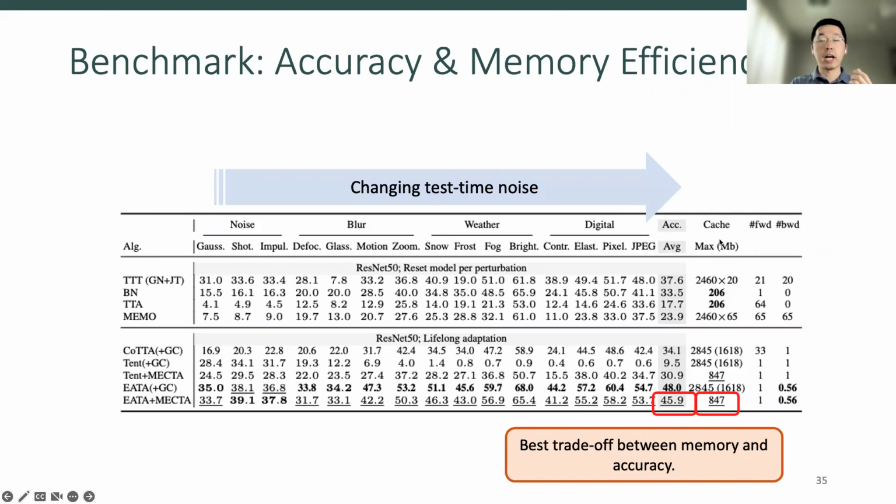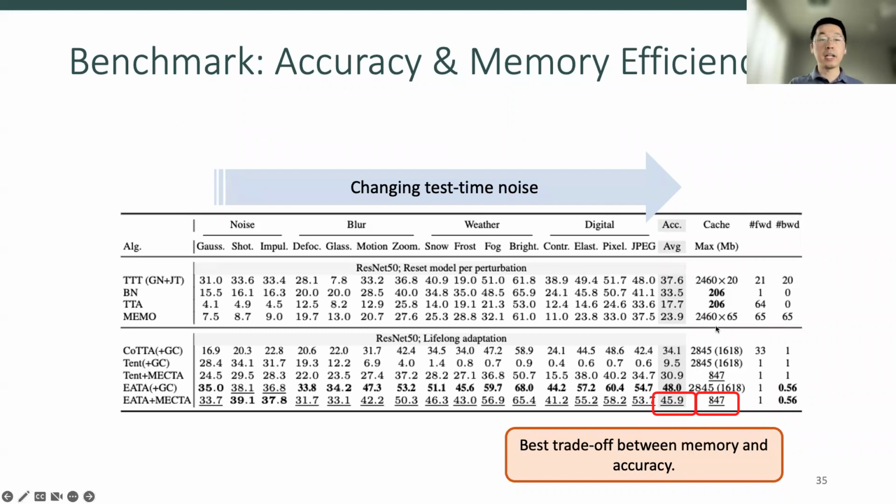Also, we compute the cache size. By cache size, we mean we only accumulate the matrices cached for each normalization layer. This may be a bit smaller than the actual memory size, but we want to focus on the cache size, which is the biggest memory consumption in a network. We show that although EATA is claimed to be efficient in terms of computation, it's not efficient in terms of memory. It consumes a lot of cache, about 2.8 gigabytes, in order to do the back-propagation.